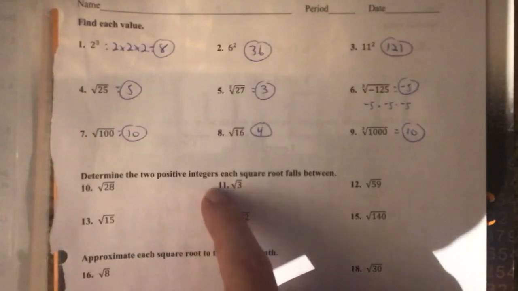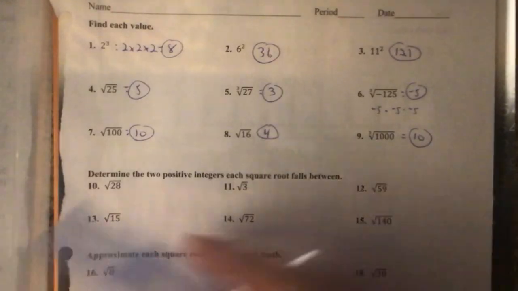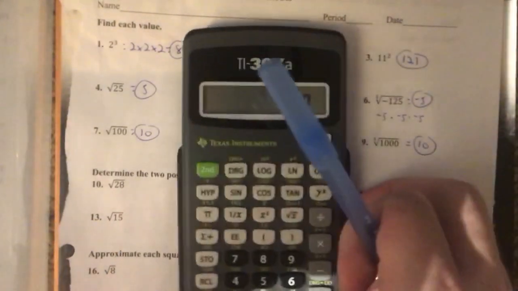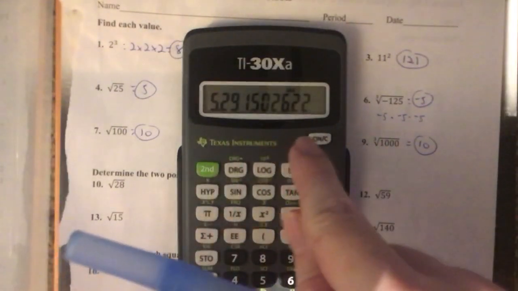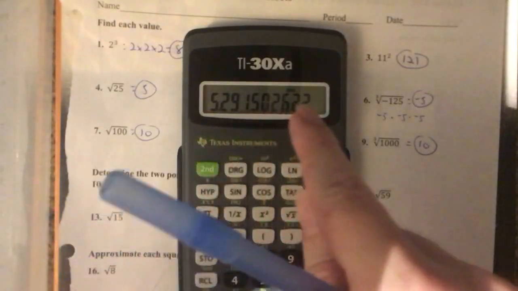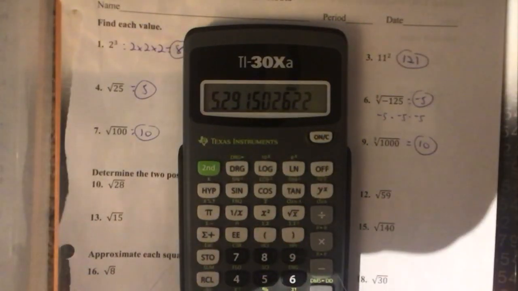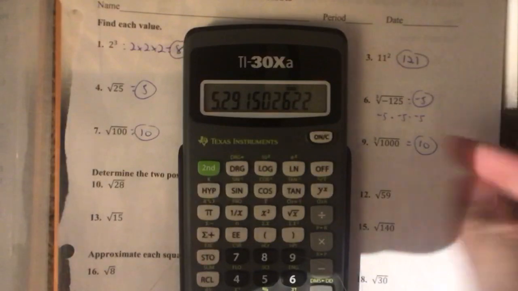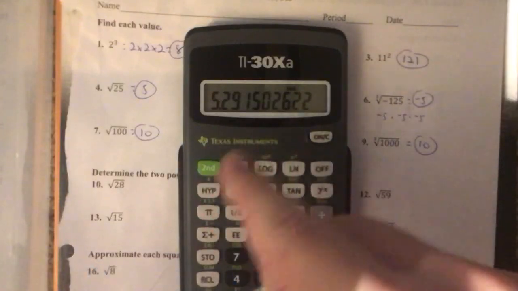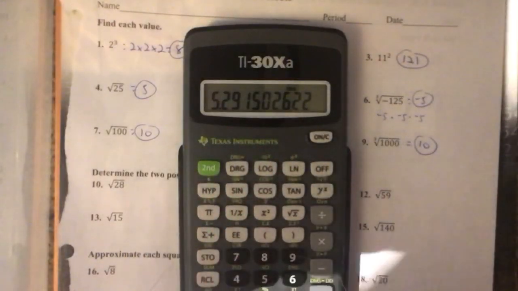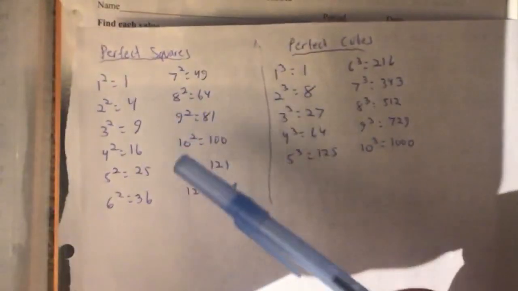Now it says, determine the two positive integers each square root falls between. So we talked about rational, irrational. And here's my strategy. Let's just type in 28 and take the square root. I get 5.29150262. Notice it keeps going on and on, even though it stops on the calculator. The calculator can't fit all the numbers, so it just stops, it rounds it off there. But it's really going on forever. And there's no pattern here. Even if you see 2, 2, it's not going to be 2's repeating. It just goes on and on, no pattern. This is an irrational number. It's a non-perfect square. Because if I look on my list of perfect squares, I don't see 28 anywhere.